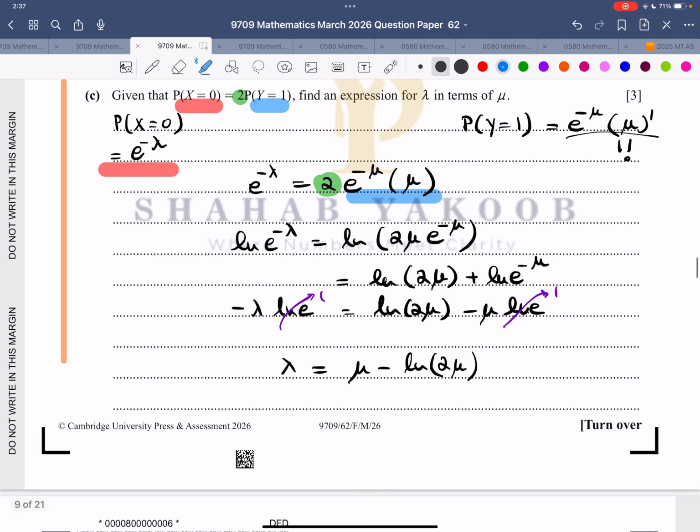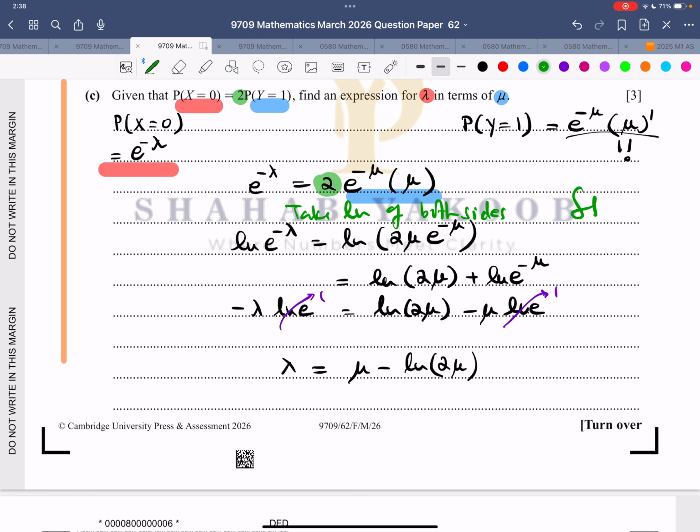Now they are asking lambda in terms of mu. So this is lambda, this is mu. They want lambda in terms of mu. So first of all, I wrote this down. Now how can I get these things down? By taking natural log of both sides. So take ln of both sides.